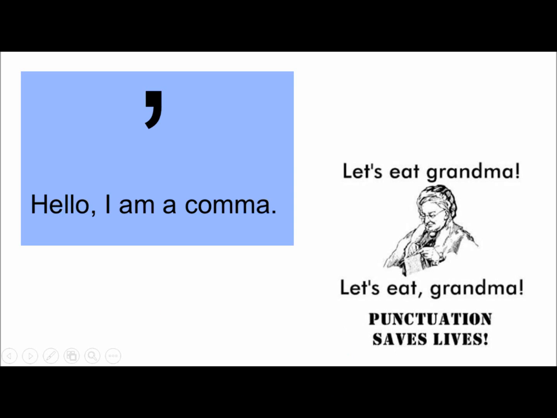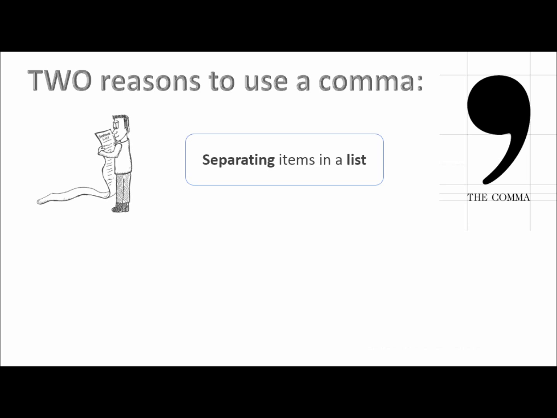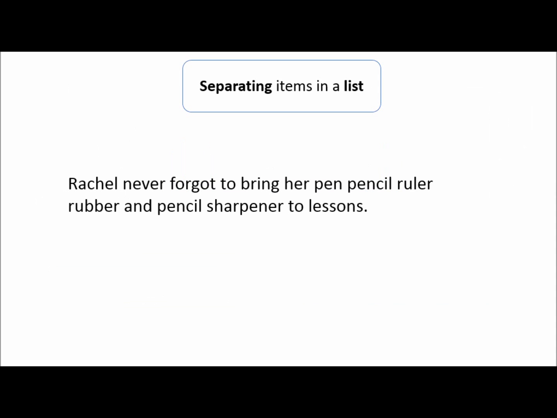In this video, I will explain how to use a comma. There are two main reasons that we use commas. Reason number one is to separate items in a list. Reason two, separating the parts of a sentence. Reason number one, separating items in a list.